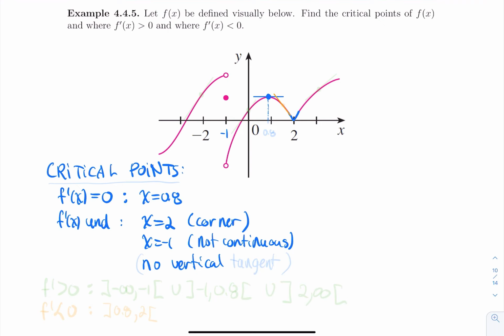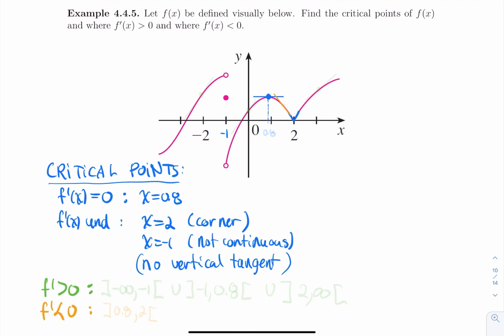Normally on a test, if we are asking you to find critical points, you will have an example where there's one of each: a corner, where it's not continuous, and where there's a vertical tangent. But in this example, there's none of them. So critical points at 0.8, at 2, and at -1. And now let's find where f prime is bigger than 0 and where f prime is less than 0.